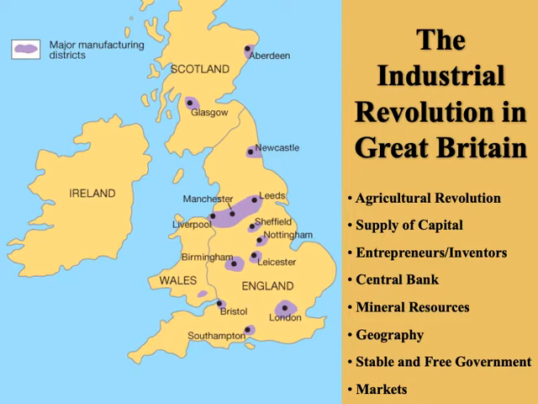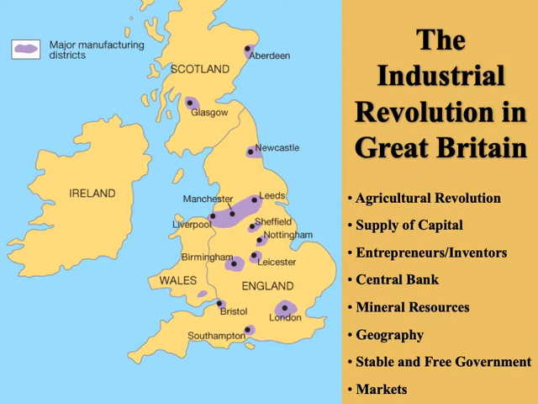The biggest reason why Great Britain experiences the Industrial Revolution in the 19th century is probably because they had a stable and free government. You remember the constitutional questions, particularly the supremacy of the Parliament and limiting the power of the monarchy, was achieved in the 17th century with the English Civil War and the Glorious Revolution and the establishment of the English Bill of Rights.